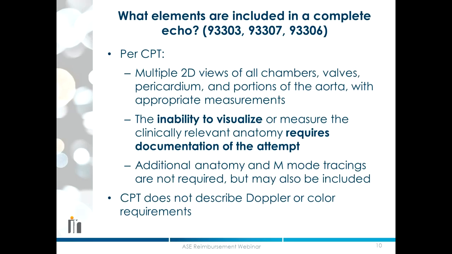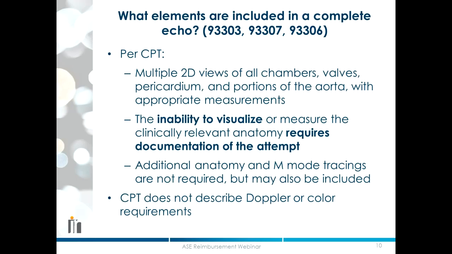Let's move on to slide 10, and we're going to move on to the CPT codes. Now remember, CPT codes report the actual procedure, and this is a very common question that I get asked: what elements are included in a complete echo? And the codes for a complete echo are 93303, 07, 06. Actually, 07, yes, 07 and 06.